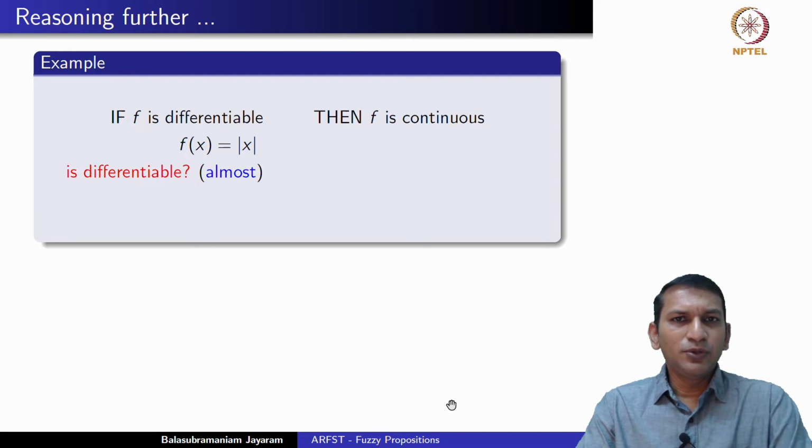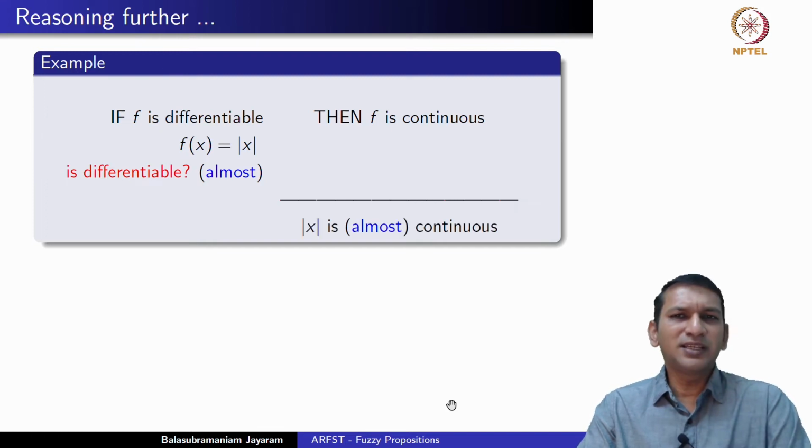However, if you look at what we call common sense reasoning, we would perhaps like to come up with such a reasoning that mod x is almost continuous. Of course, as was mentioned earlier also, we know that mod x is actually continuous, but given this piece of knowledge and this information, what best could we infer? Now, this is something that we could probably infer.